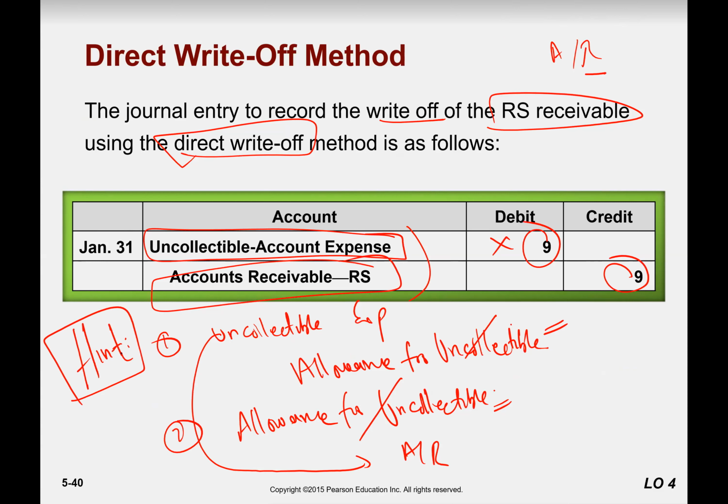In the indirect method or allowance method, the same entry is going to be in two parts. Part one, you create the allowance, and then you charge this expense to the allowance. That's it. Understand?